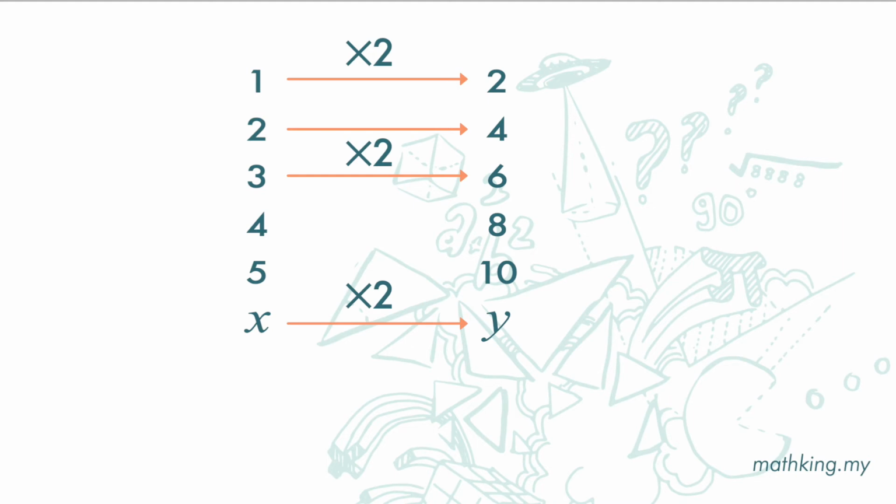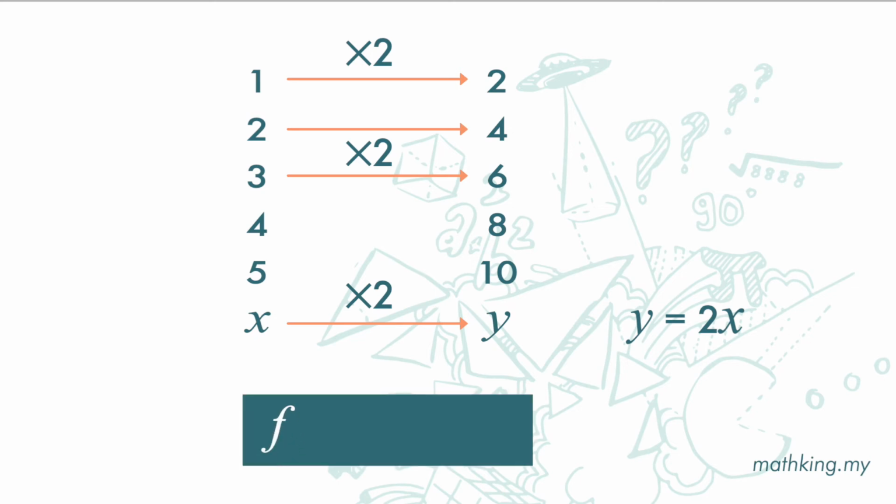So here, y equals 2x. The relationship between the two sets of data is called a function. What is the function here? The relationship here is multiply the object by 2. The function f maps x to 2x.